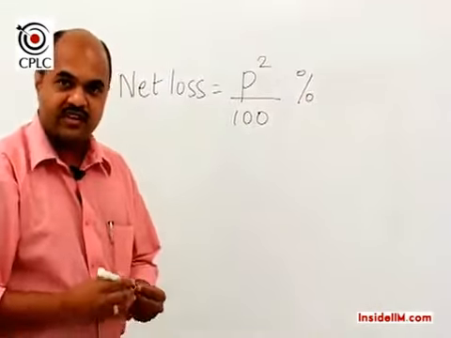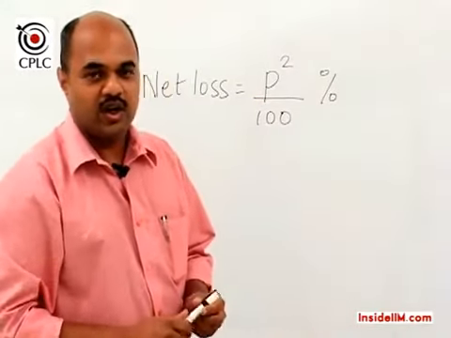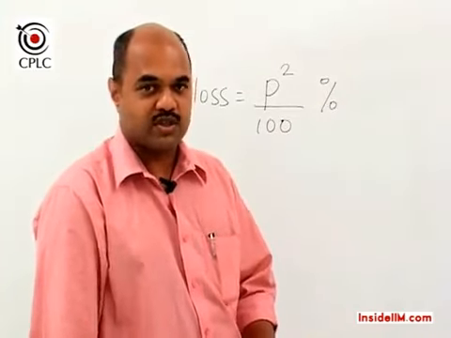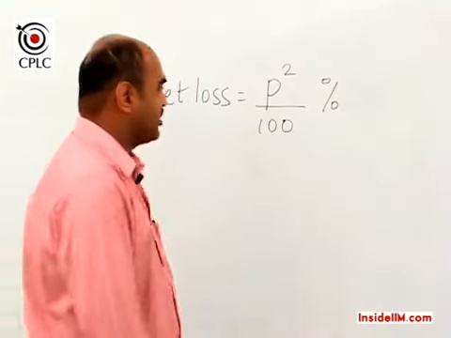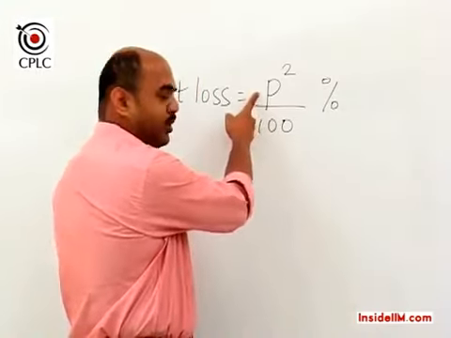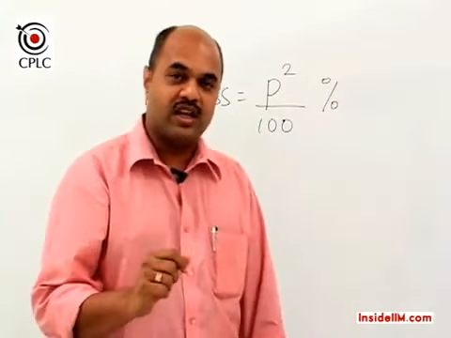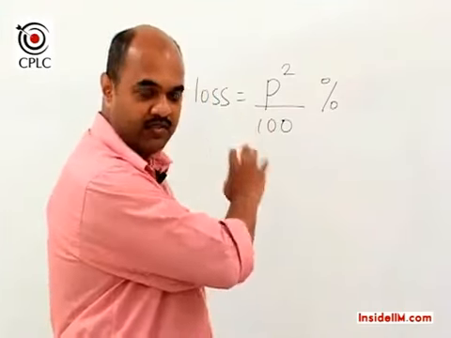Now this loss that we've stated is in terms of percentage. So if I tell you that two articles are sold at the same selling price, one at a profit of 10% and the other at a loss of 10%, then the overall loss in that case would be 10 square, which is 100 upon 100, so 1%. Please note that the profit percent and the loss percent has to be the same if you want to apply this particular formula.